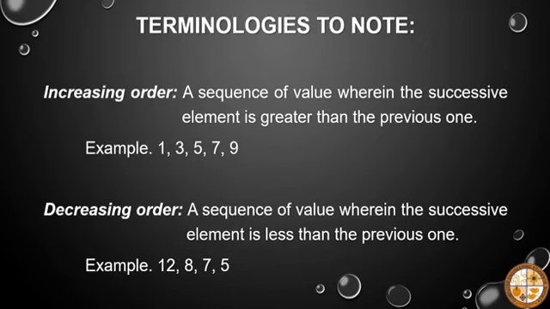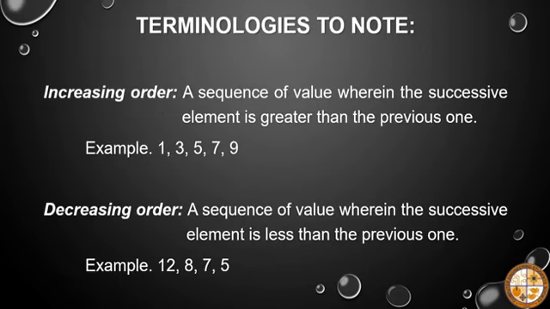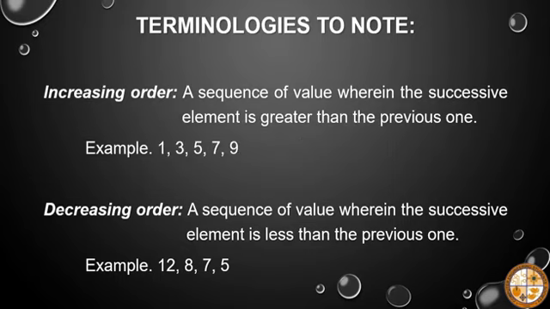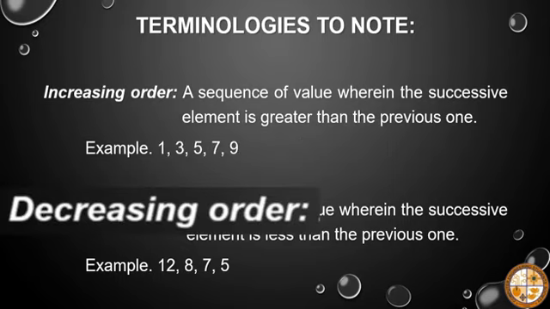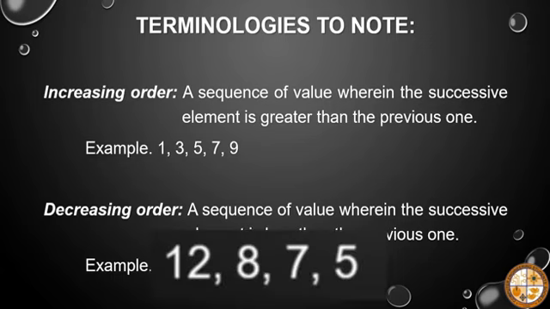Terminologies to note. Increasing order, a sequence of values wherein the successive element is greater than the previous one. Example, 1, 3, 5, 7, 9. Decreasing order, a sequence of values wherein the successive element is less than the previous one. Example, 12, 8, 7, 5.